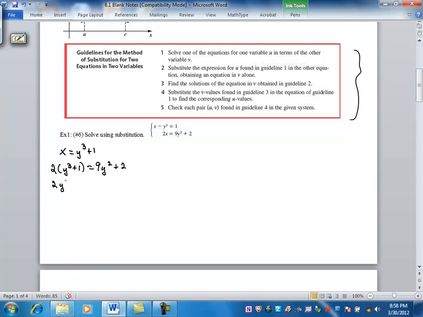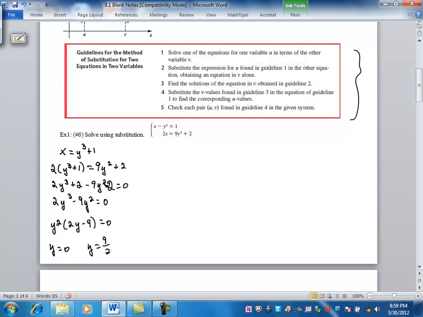And so what we get here is 2y cubed plus 2 minus 9y squared minus 2. This equals 0. Alright, we'll notice our 2's drop out, so 2y cubed minus 9y squared equals 0. And we'll notice that we can factor out a y squared, leaving me with 2y minus 9. And we can see from here that y equals 0, y equals 9 halves.